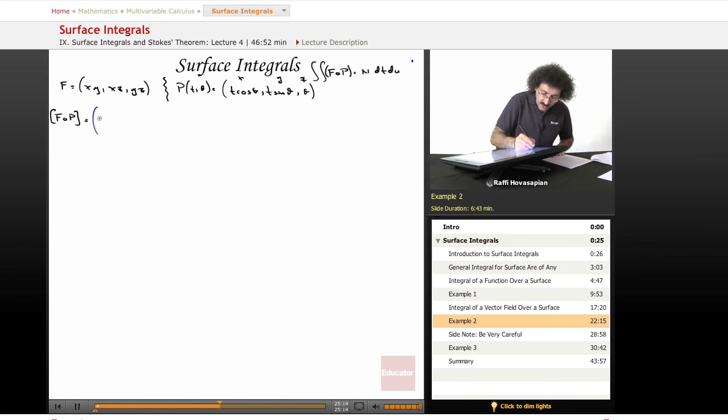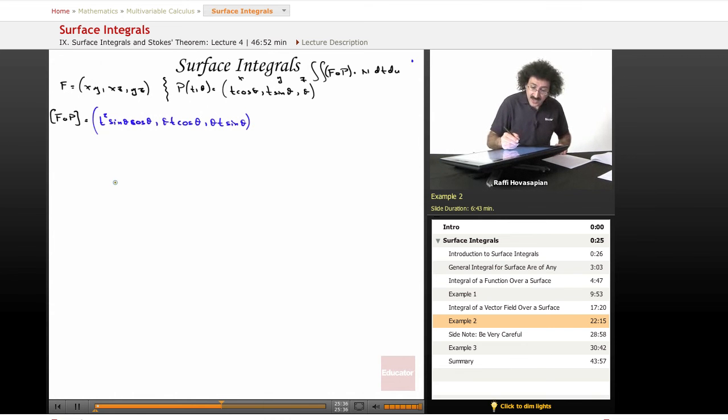So I end up with the following. I end up with t squared sine theta cosine theta, theta t cosine theta, and theta t sine theta. And I certainly hope that you're all confirming this for me.